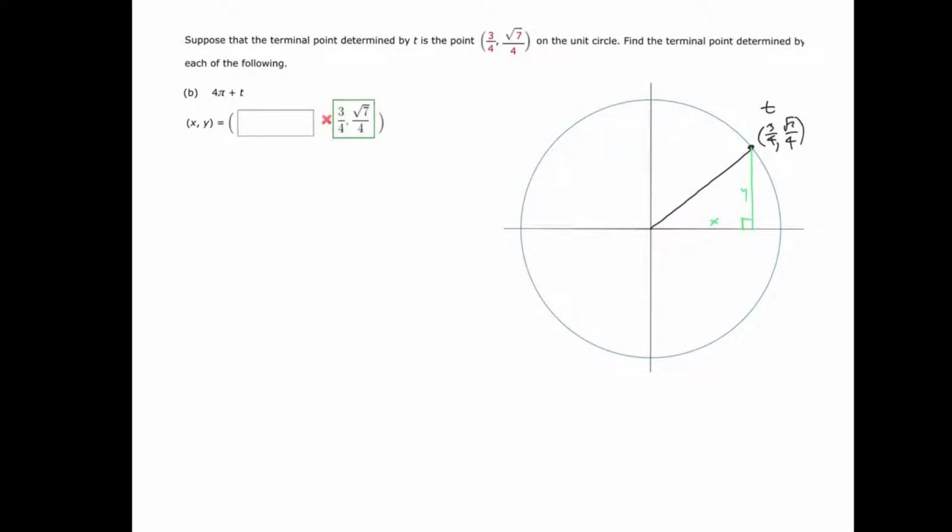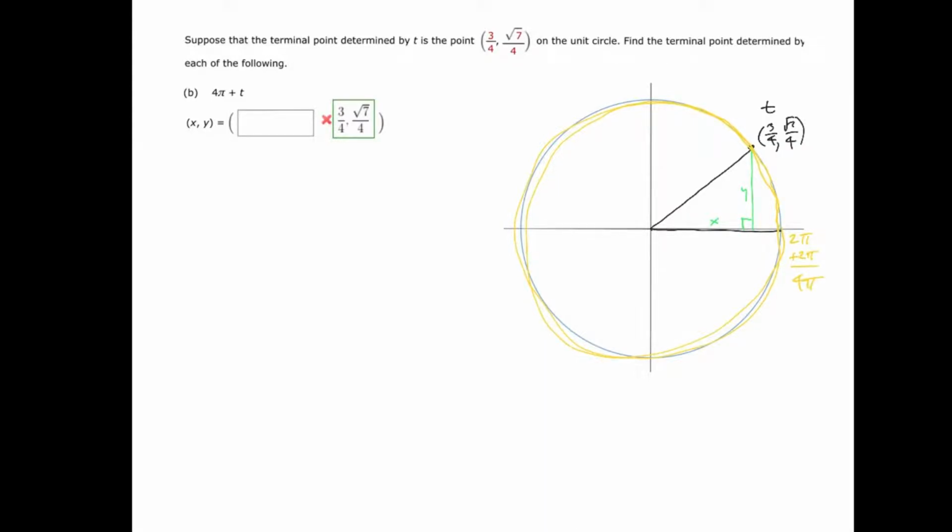If we are to find the terminal point for 4π plus t, then what we have to imagine doing is rotating from our initial side, which is the positive part of the x-axis, an angle of 4π. One rotation around would be an angle of 2π. Another rotation would be 2π plus 2π, or in other words, 4π.